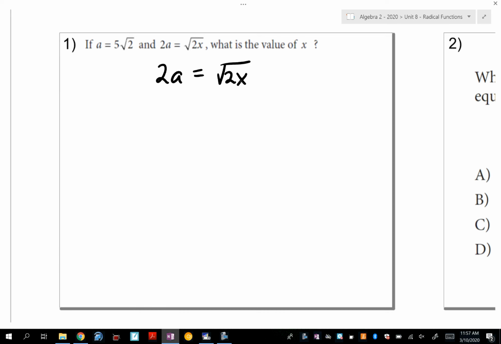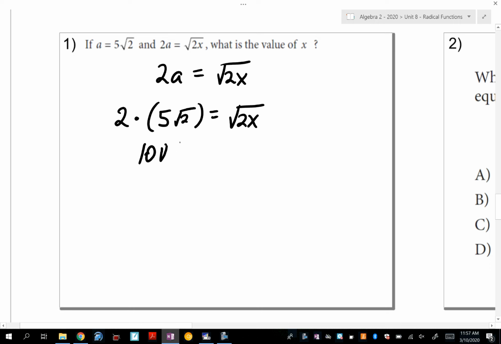All right, so I'm going to replace a with 5 times the square root of 2. So 2 times 5 times the square root of 2. That's 10. 2 times 5 equals 10 times the square root of 2.